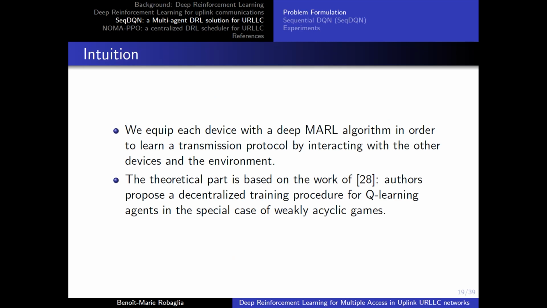So there is a theoretical work that proposes a decentralized training procedure where agents learn sequentially. If I learn first and the others don't learn, that means that the environment is stationary. So in theory, it's supposed to converge to an optimal, and then it's your turn, and then the turn of someone else, and we do that in a cycle.